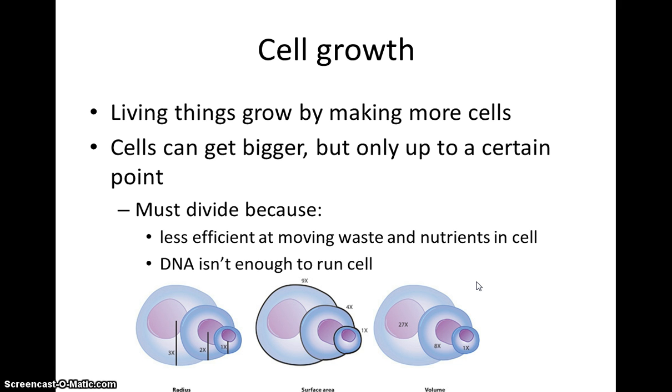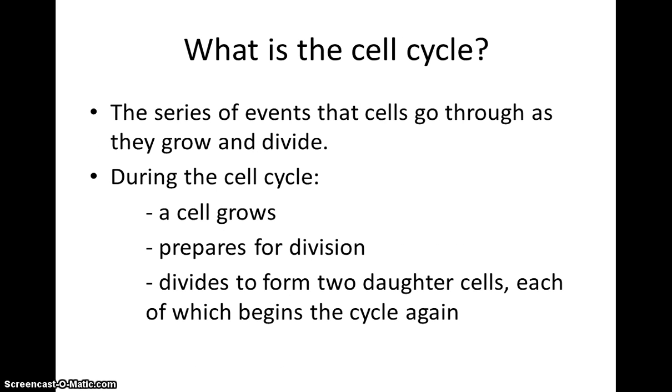But furthermore, there also isn't enough DNA really to run the cell when it gets to be too big. So you can see here that cell is very large relative to the other ones. Even when the cell gets bigger, there's not more DNA, so this does become a limiting factor as well. So again, things grow by making more cells. They have to divide once they get too big.